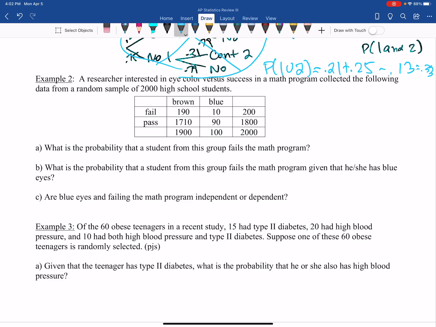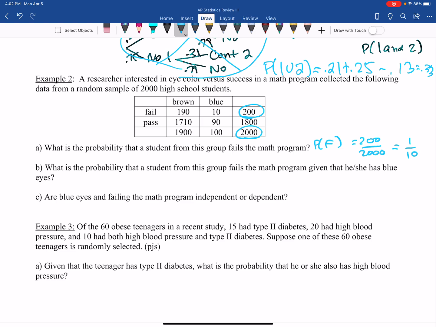Okay, let's see. The probability that the student from this group fails the math program, so we're going to say, okay, total fail is 200 out of 2,000. So probability fail is going to be 200 out of 2,000. Of course, you can go ahead and solve that and simplify it, which is 1/10 or 0.1.